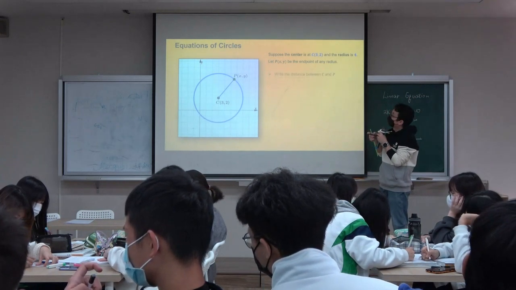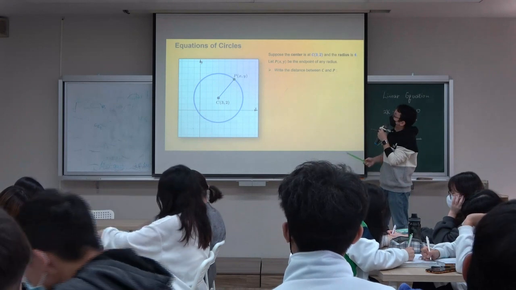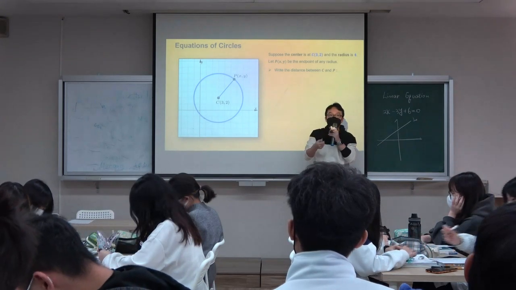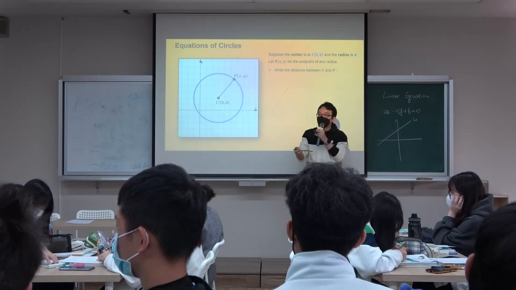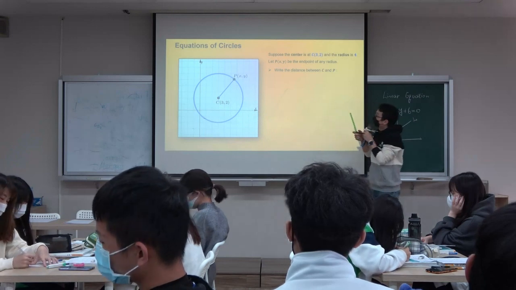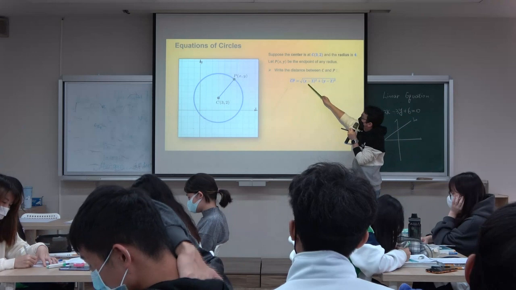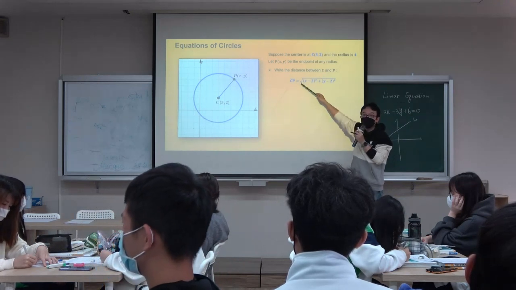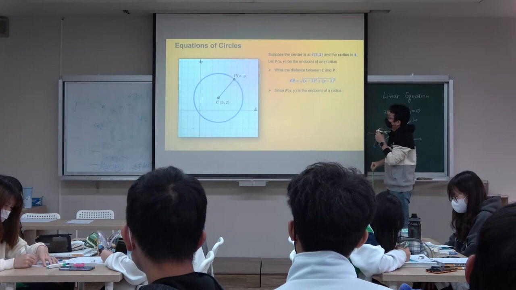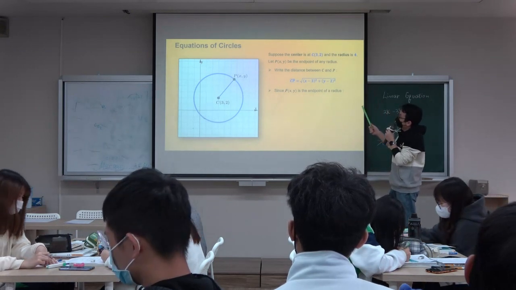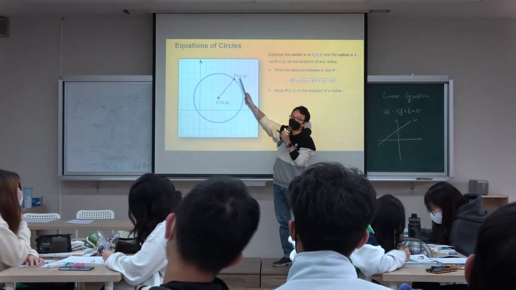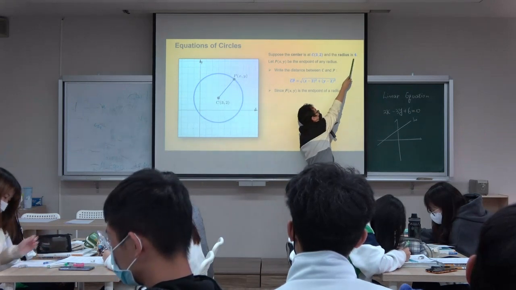Okay, and we write the distance between C and P. Between C and P, we have studied the distance formula, right? Use the formula to express the distance between C and P. Okay. So CP is equal to, we use the formula to write this. Okay? And since P is the endpoint of a radius, so CP is the radius, right? And the radius is equal to 4, right?